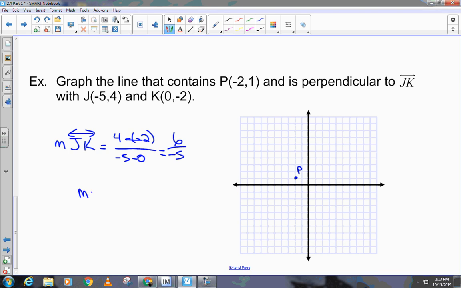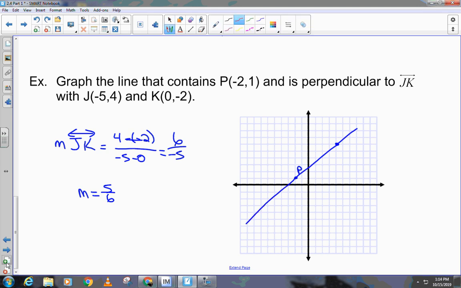My line is perpendicular to it, so what's it going to be? It's going to be the opposite reciprocal. So I flip it and change its sign. So it's going to be 5/6. So then I come over here, and from that point, I rise and run 5/6. So from that point, I go 1, 2, 3, 4, 5 up, 1, 2, 3, 4, 5, 6 to the right. Okay, and so this line is perpendicular to JK.